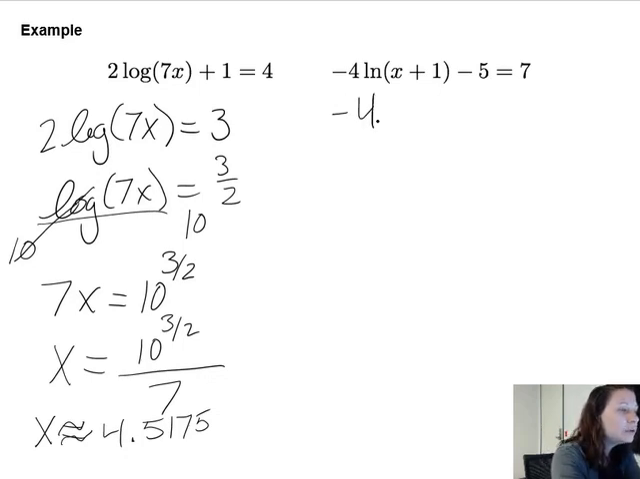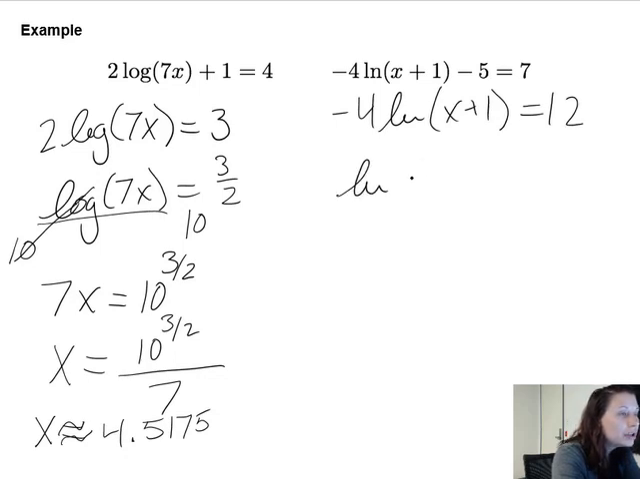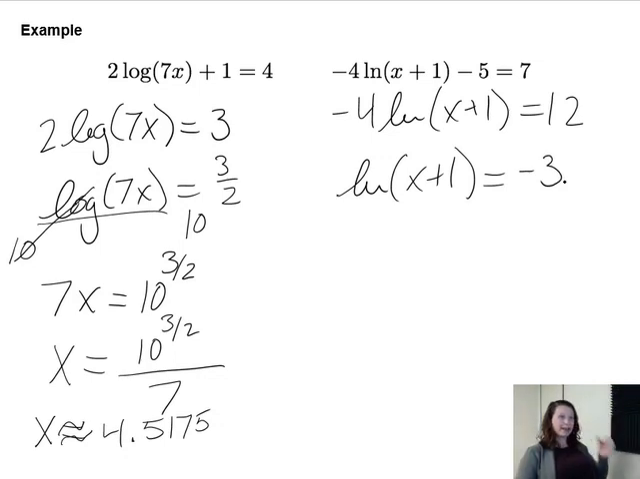So -4 natural log of x plus 1 is equal to 12. Divide by -4. So natural log of x plus 1 is equal to -3. But is that possible? Can a natural log equal a negative number?